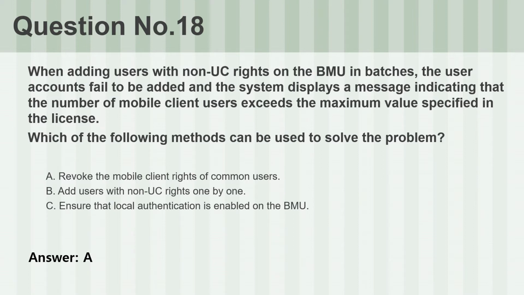Question number 18. When adding users with non-UC rights on the BMU in batches, the user accounts fail to be added and the system displays a message indicating that the number of mobile client users exceeds the maximum value specified in the license. Which of the following methods can be used to solve the problem? A. Revoke the mobile client rights of common users. B. Add users with non-UC rights one by one. C. Ensure that local authentication is enabled on the BMU. Answer, A.